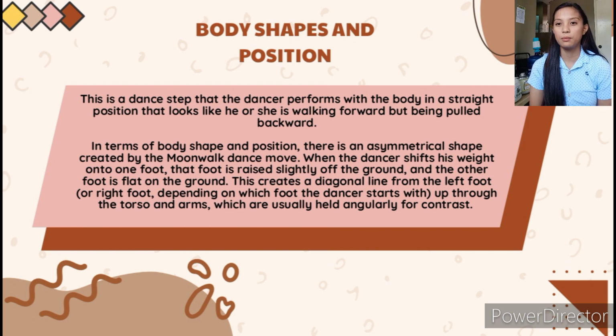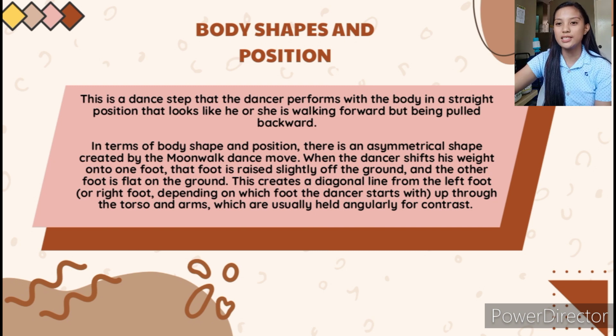In terms of the body shape and position, there's an asymmetric shape created by the moonwalk dance move. So when the dancer shifts his weight onto one foot, that foot is raised slightly off the ground and the other foot is flat on the ground. So this creates a diagonal line from the left foot or right foot depending on which foot the dancer starts with. Now up to the torso and arms, which are usually held angularly for contrast.